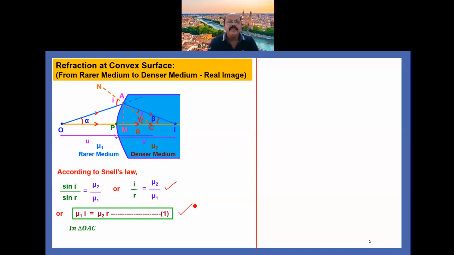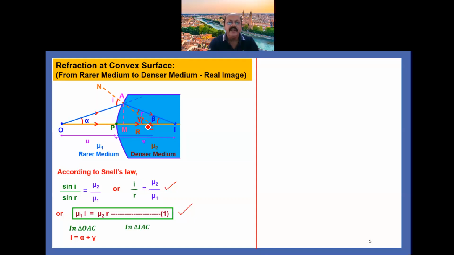Now we have to calculate i and r. For that purpose, we take the triangle OAC, which we also call the object triangle. In triangle OAC, angle i is the exterior angle, and alpha and gamma are the interior angles. So apply the property that the sum of the interior angles is equal to the exterior angle. That's why i equals alpha plus gamma.